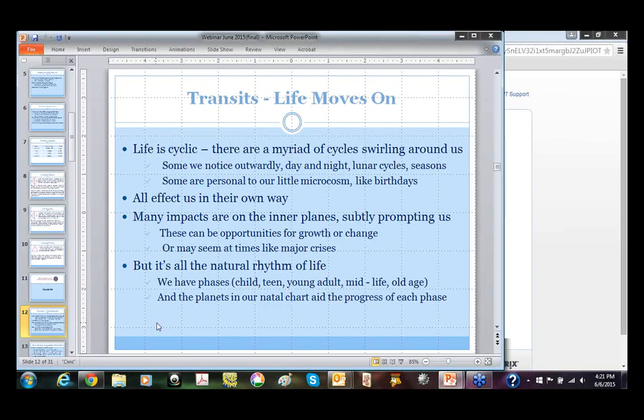Others of these cycles are transpersonal, like the cycling in and out of the 7 rays, or the age of Aquarius, or even the outer planets, because those cycles affect generations as a whole. But they still all affect us in their own way, whether we realize it or not, and whether it's an impact that's felt by humanity as a whole, or that personal infusion or disruption of energy in our own little natal microcosm.